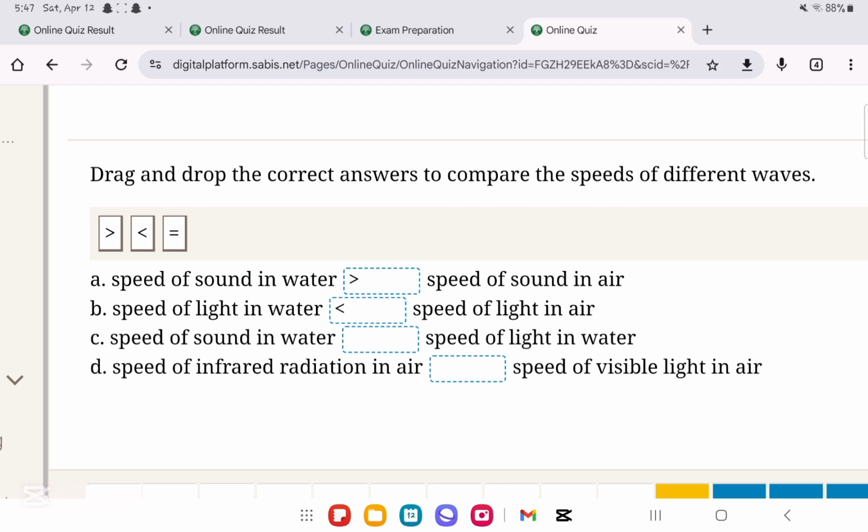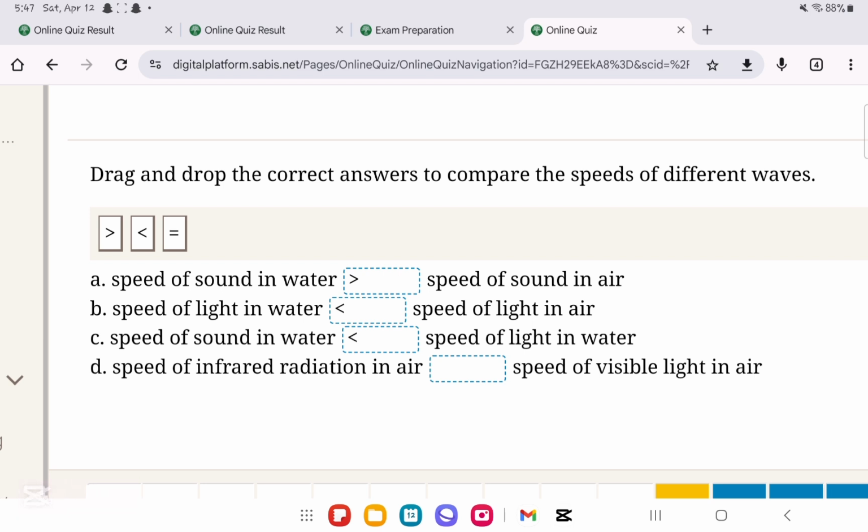Now, in all cases, if we are talking about the same medium of propagation, then the speed of sound is less than the speed of light, if they are both in water, of course. So keep this in mind. When we're comparing the speed of sound and the speed of light, then definitely the speed of light is faster than the speed of sound in water.